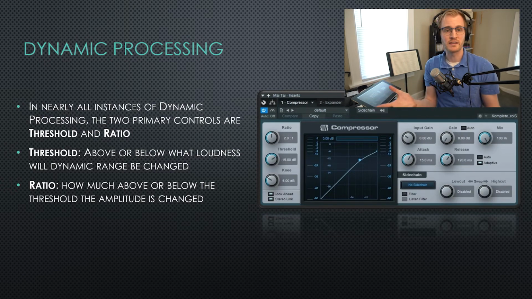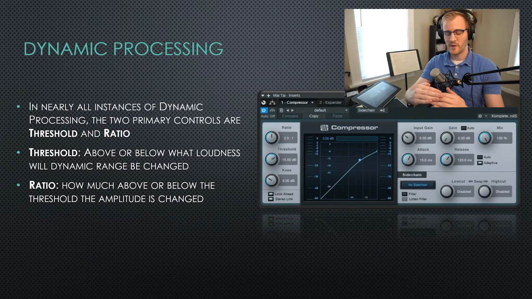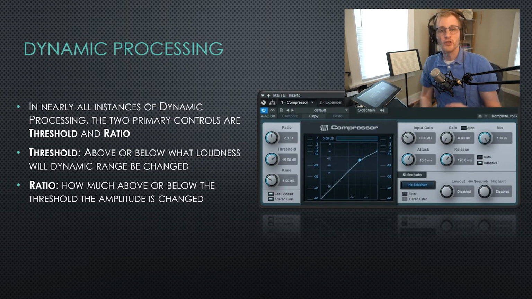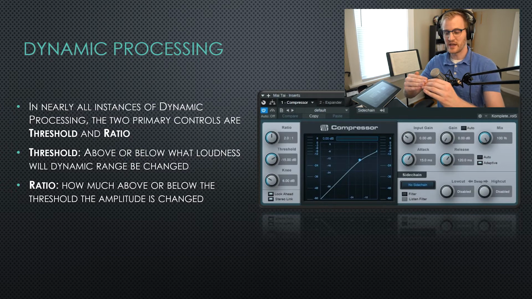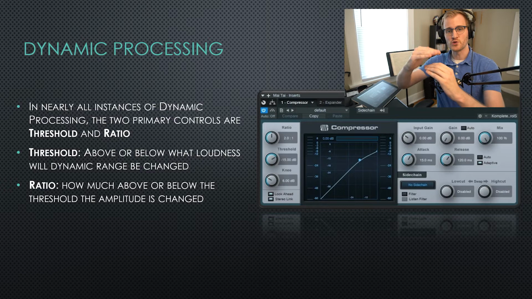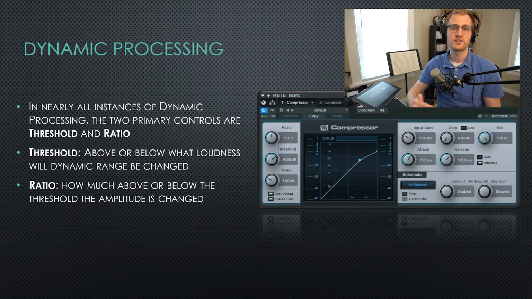In this case, we can make the example of a compressor. If my amplitude gets loud enough above that threshold, we turn the volume down. The ratio is by how much we turn that volume down. So if we get above a certain amplitude, we hit that threshold of, let's say, -10, and we go 2 or 3 or 4 decibels over it, the greater the ratio, the more we're going to turn that signal down as it goes above that threshold.